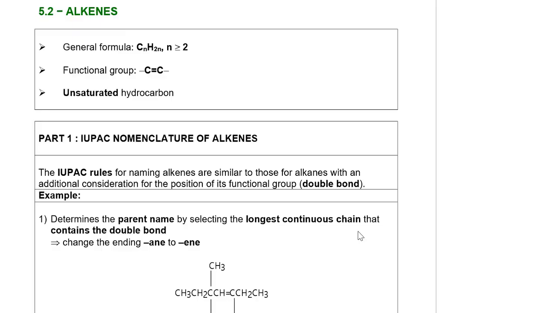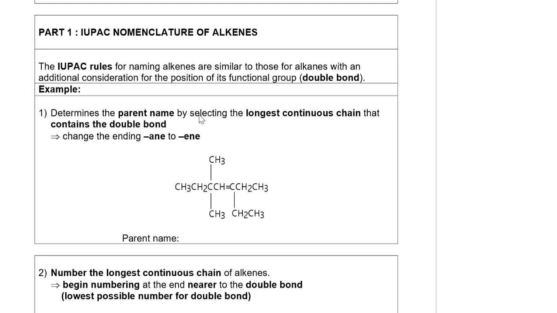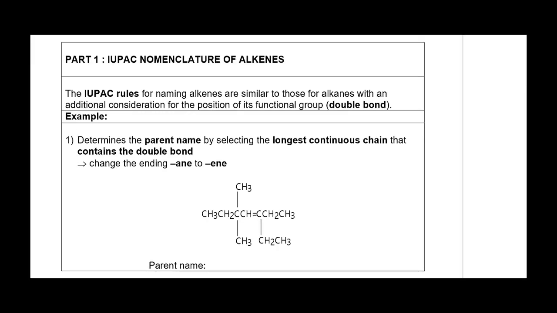Okay, alkene. So as usual, the first part is IUPAC. Alkene is unsaturated because it has a multiple bond, a double bond, and the general formula is CnH2n, similar to cycloalkene. The IUPAC naming of alkene is actually similar to alkane, but the rule is upgraded because in alkene we do have a functional group.